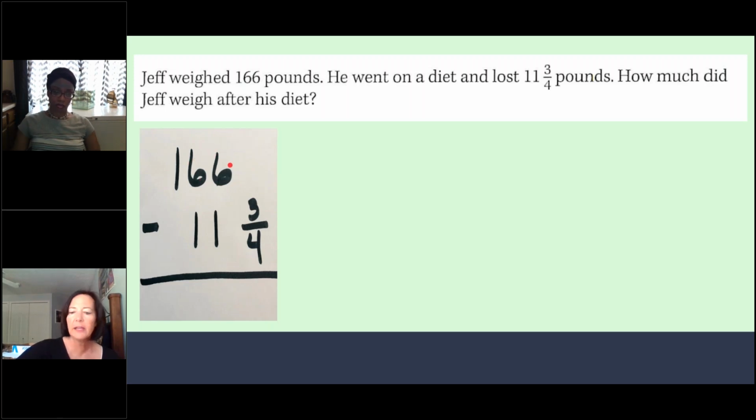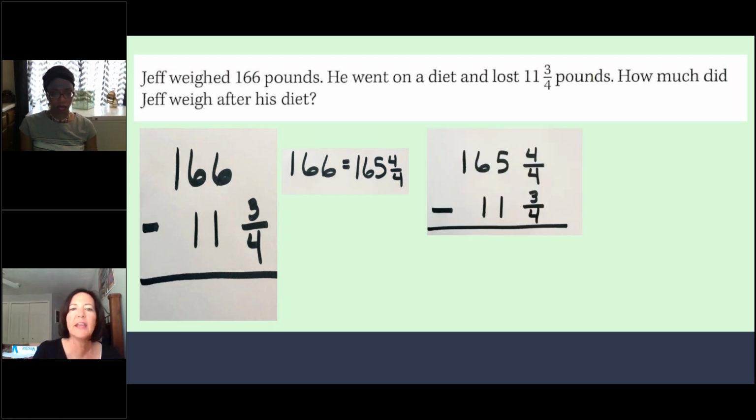So we have to rewrite 166 a different way. And this is the part that's awkward. So 166 is really the same thing as 165 and 4/4, because 4/4 is 1, and then 165, and you put them together, you have 166. But the reason we do that is because now our problem is 165 and 4/4 minus 11 3/4. And from this point, see if you can finish out the problem and see what answer you get this time.